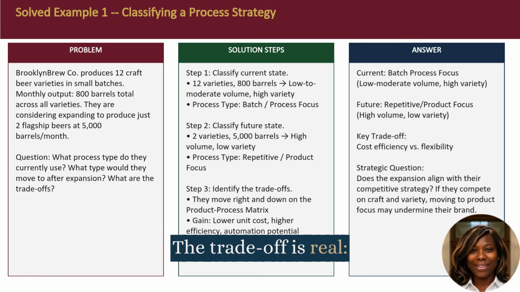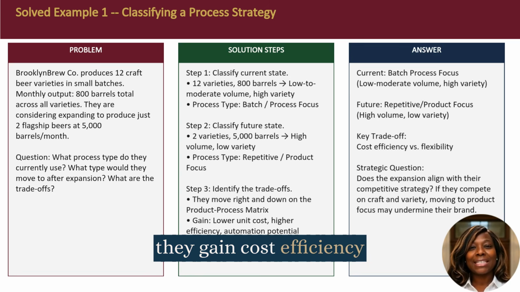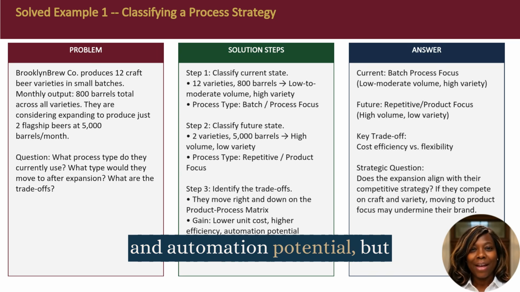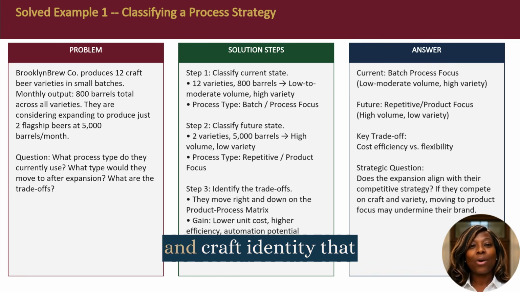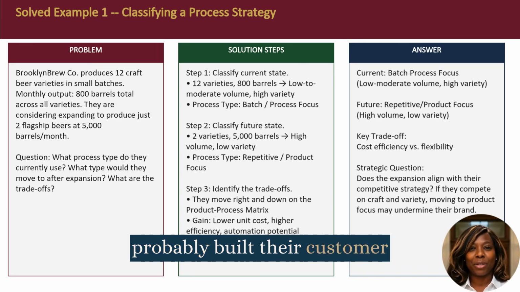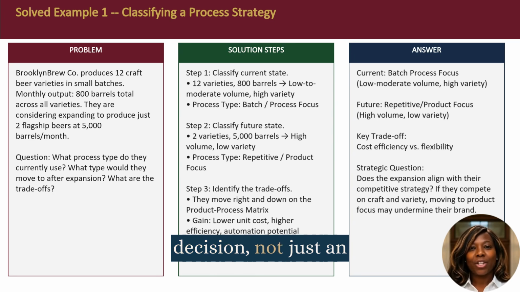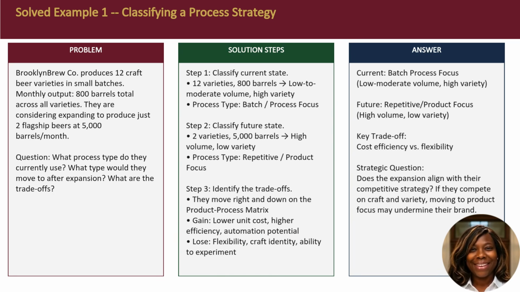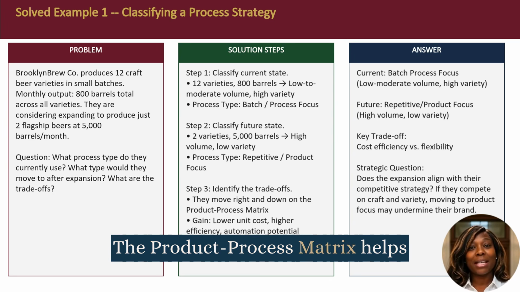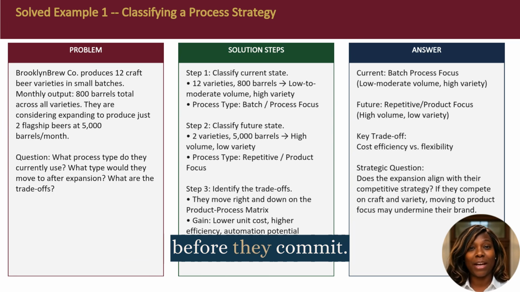The trade-off is real. They gain cost efficiency and automation potential, but they lose the flexibility and craft identity that probably built their customer base. This is a strategic decision, not just an operations decision. The product process matrix helps them see the implications before they commit.